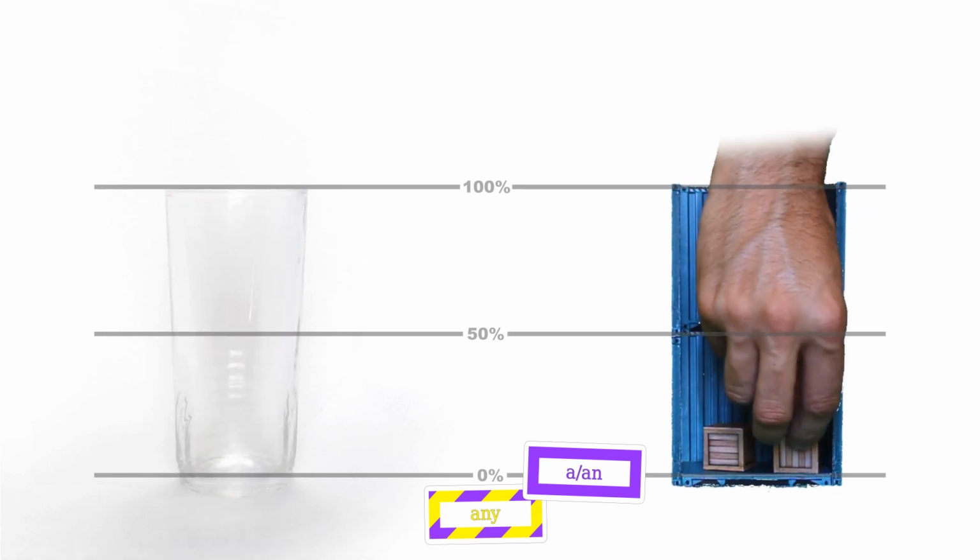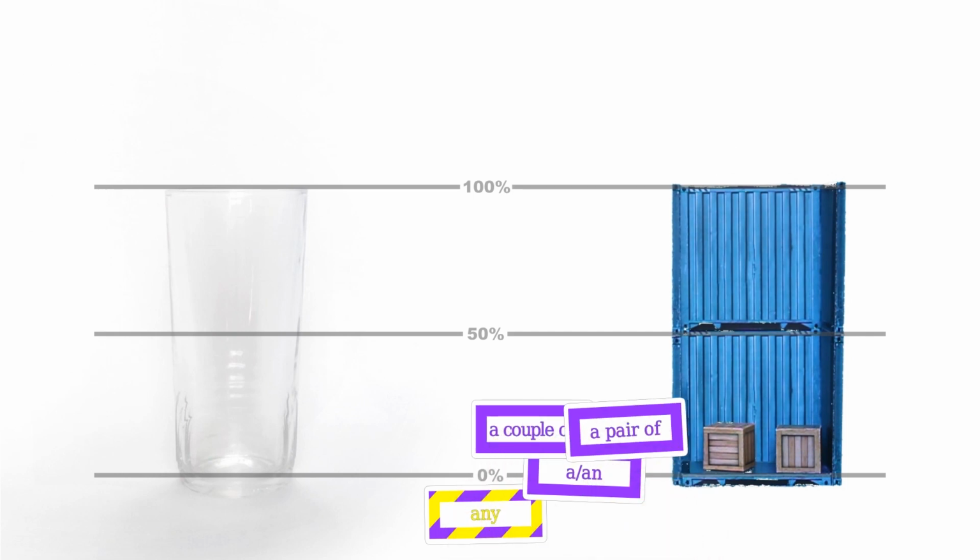If we have two boxes, of course, we can use the number 2, but we can also use a couple of or a pair of boxes. The only difference between these two is that a couple could be used for two similar boxes and a pair for two identical boxes, like in this video.